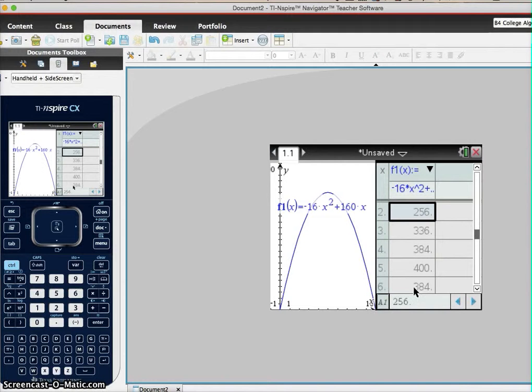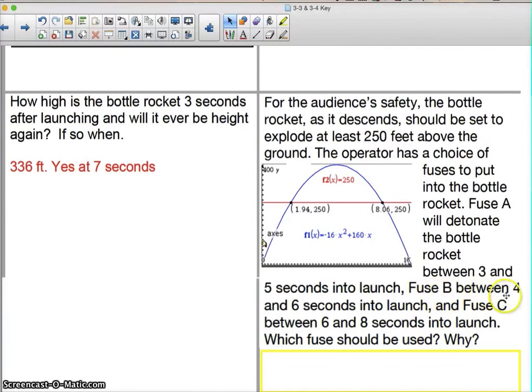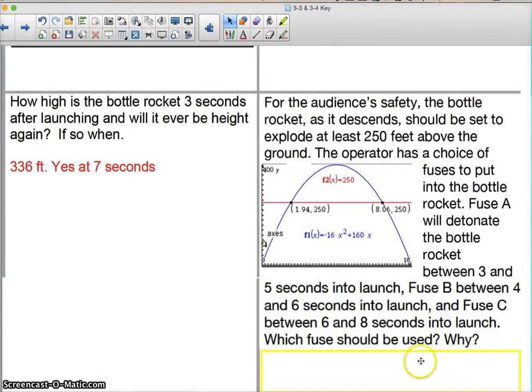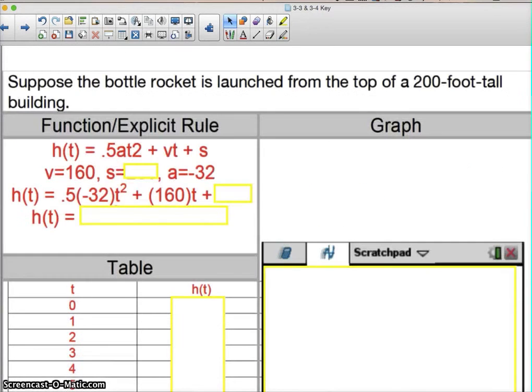Well, my thought, we want it to blast at the highest point. So I would say choice what? B, somewhere between 4 and 6 seconds. You are correct. You want it to explode somewhere between 384 feet and 400 feet above the ground. All right, so that is my thought as well. All right, so now let's go on to the next question.